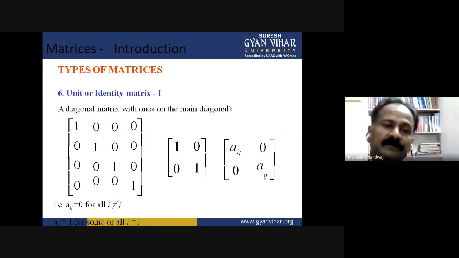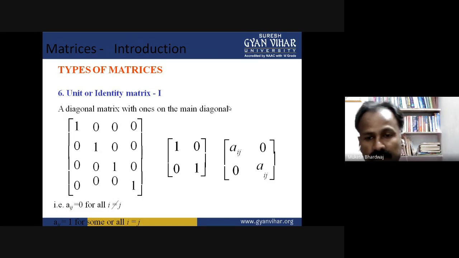For example, a 4 by 4 matrix is shown in which the principal diagonal contains 1, a 2 by 2 matrix in which the principal diagonal contains 1, and the third example is a 2 by 2 matrix in which the principal diagonal elements are the same. In general, we can say that it is known as a unit matrix or identity matrix.